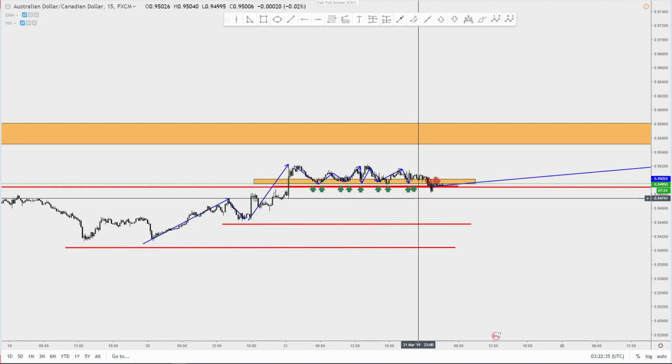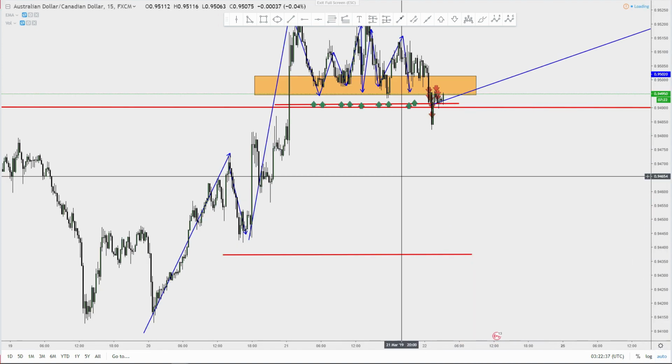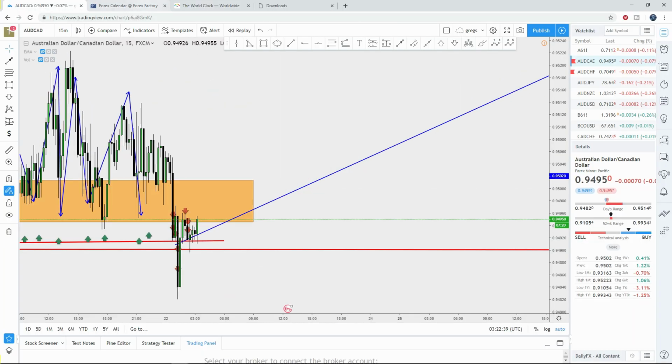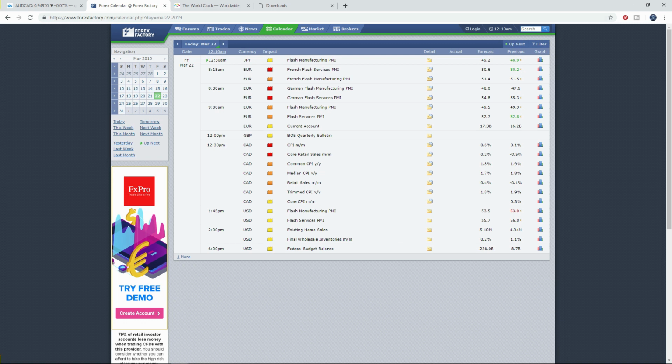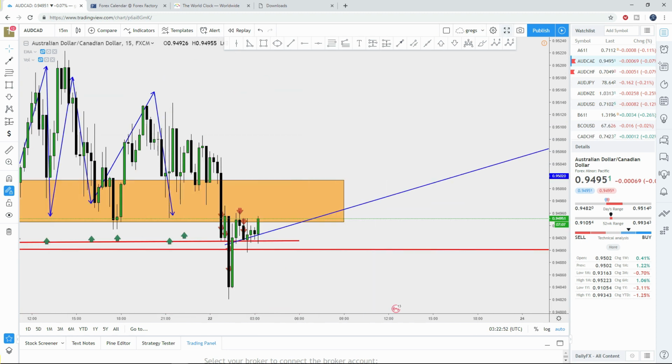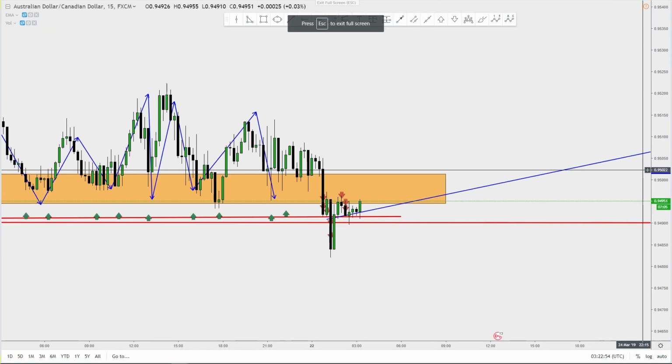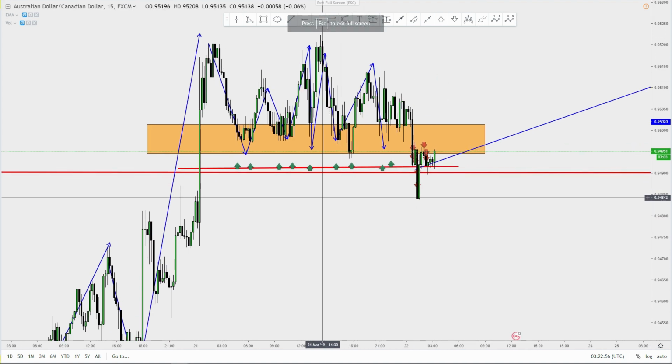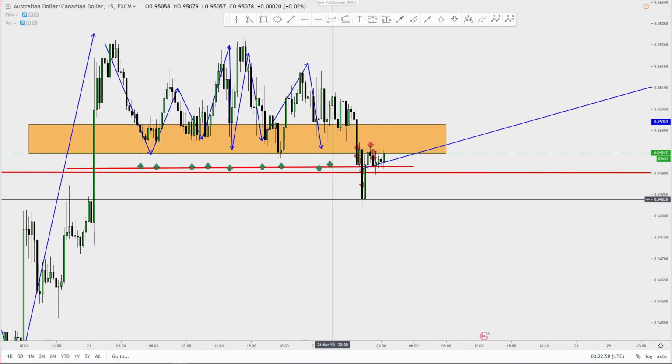Obviously, one thing to bear in mind, and that is later on today we have the CAD CPI and the core retail sales. So just bear that in mind, but it does look like we are starting to push to the upside. So let's see how this one pans out.